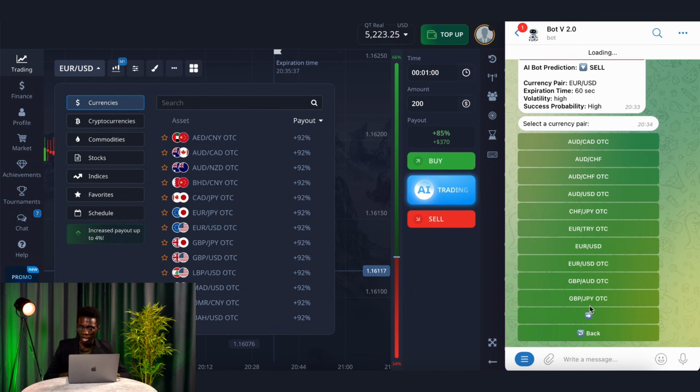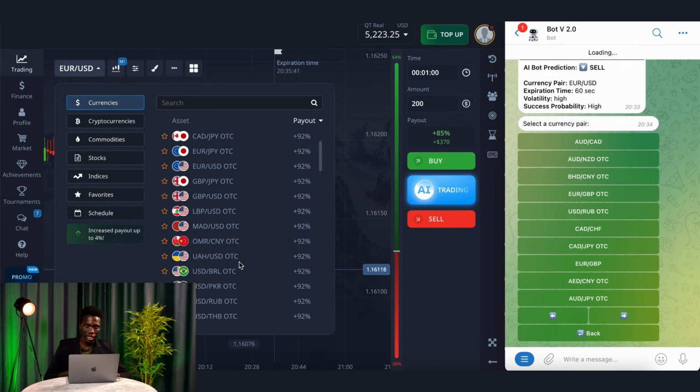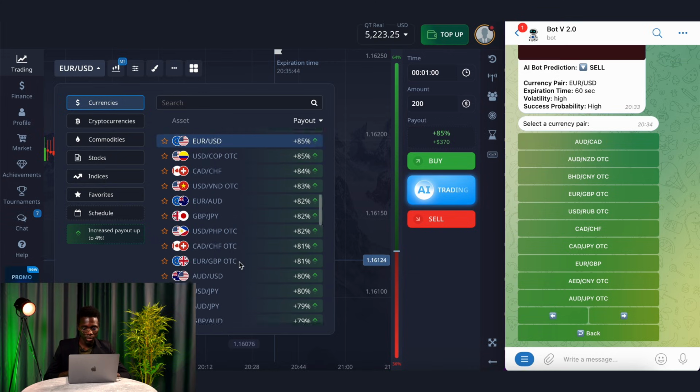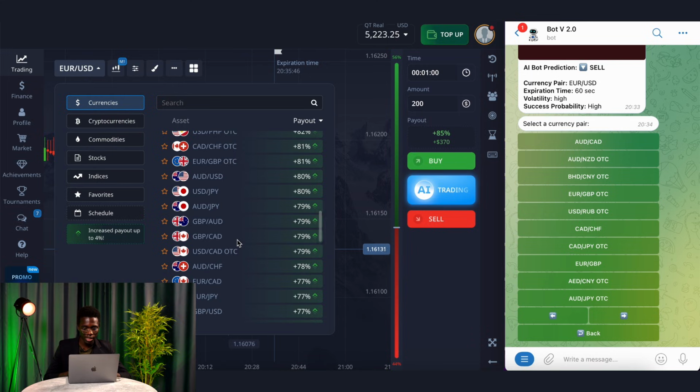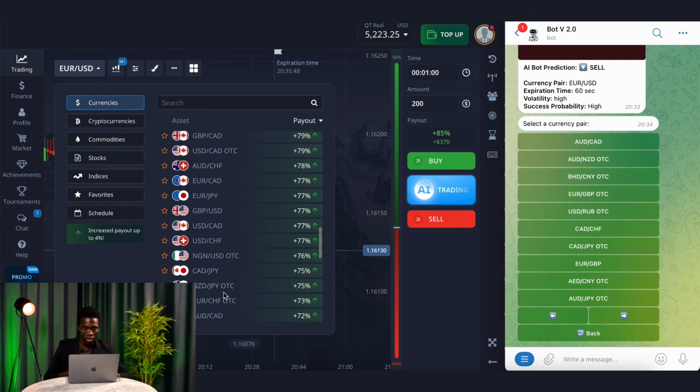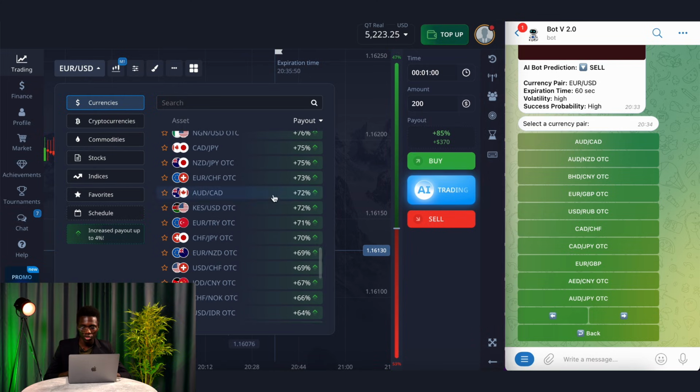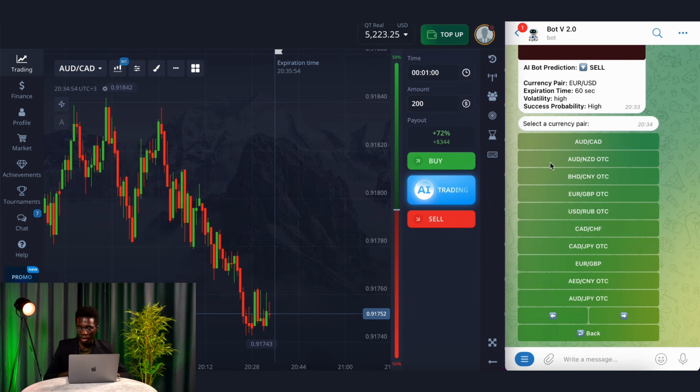Let's make sure we have available pairs on our AI power trading board first. Australian dollar against Canadian dollar, that's gonna be our next trade. Classic pair AUD against CAD. How do you want to call the Australian dollar against Canadian dollar? All right, $200 on the line, 1 minute trade.